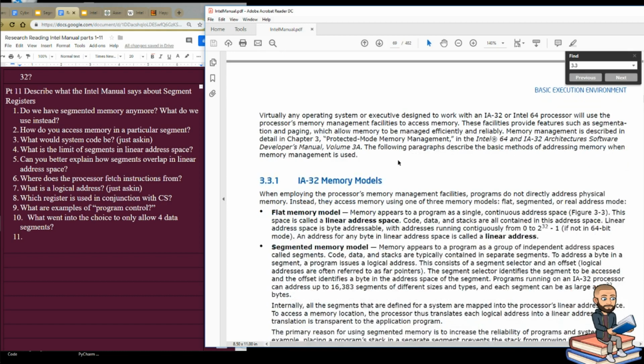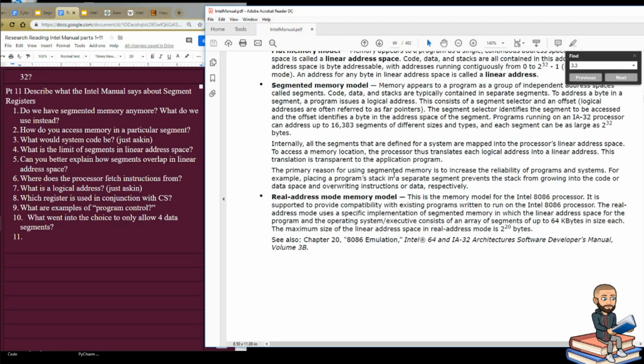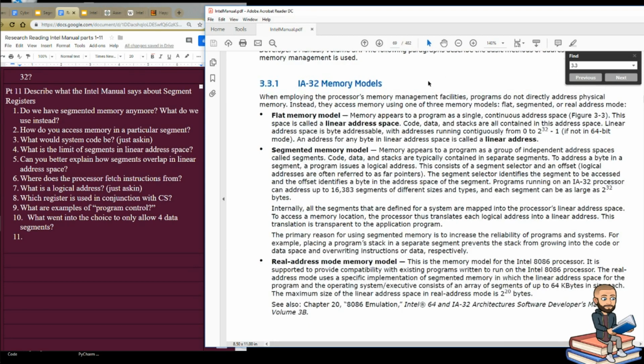After reading all this, I have those videos up for you to see if you want a flash from the past. But notice, I do kind of pick on this guy quite a bit. This real address mode is used for the Intel 8086 processor, all because it's supposed to provide backwards compatibility.